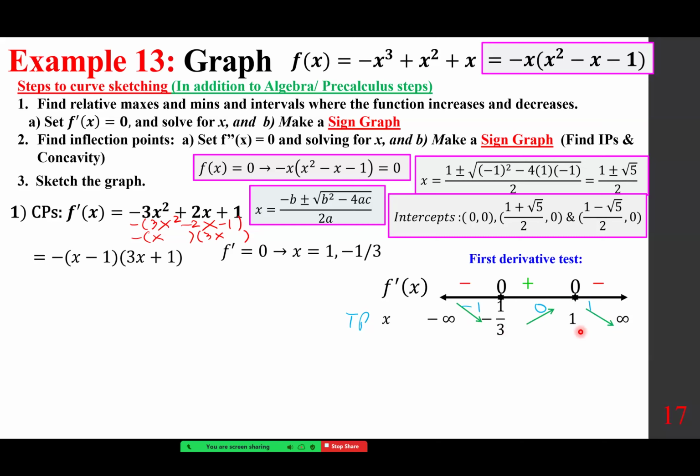So therefore, if I put these two into the original function, 1 is easy. If I put the 1 here, I get minus 1 plus 1 plus 1, and I get 1. So when I plug in 1, the answer is 1. So local max is 1 at the pair 1, comma 1.